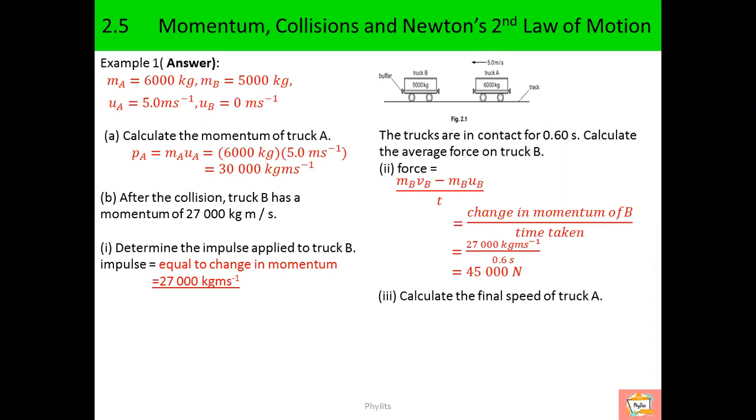Okay, the final speed. After the collision, they are moving separately. They didn't say in the question that they combine together, so they move separately. So you have to know the final momentum. Final momentum of A, as we said earlier, because 30,000 is total before and 27,000 is taken after the collision by B, the remaining is 3,000. So that is what you need to do, 3,000 first. You know the momentum of A after the collision, and you know the mass, so we can find the final speed.